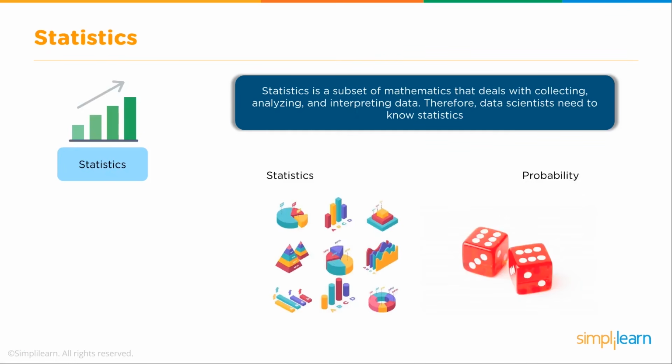And statistics, of course, that's what this is all about, is figuring out and predicting things. So you need to know your statistics. Statistics is a subset of mathematics that deals with collecting, analyzing, and interpreting data. Therefore, a data scientist needs to know statistics. So you need to understand your probabilities and what that means, and what the p-score means, and the f-score, and mean, and mode, and median, all that information, standard deviation, all of those you need to be aware of.